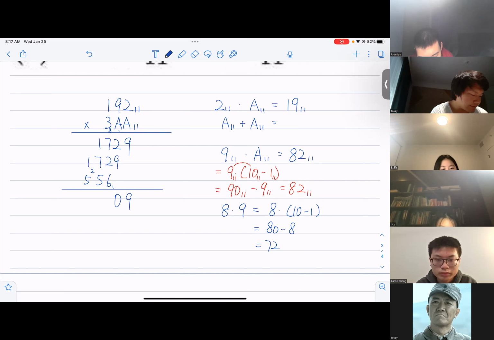Okay, and then what do we have? We have 9, 10, 16. So 16 minus 11, that's 5. Carry over. And then 8, 13, 14. So 14 minus 11, that's a 3. Carry over. And then we have 1 plus 5, 6 plus 1, 7. And there we go.